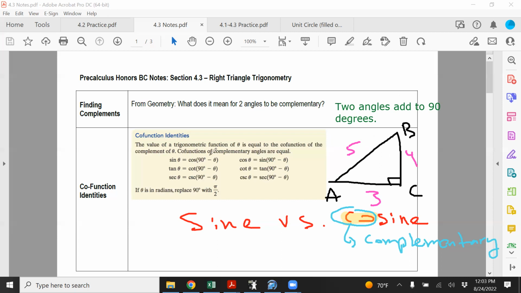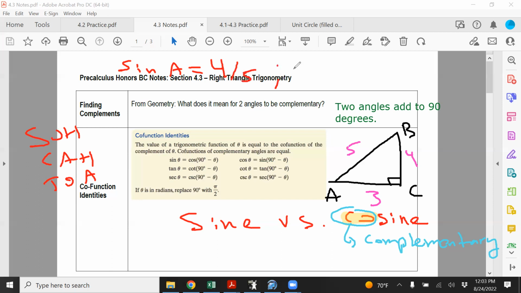Now, what if I computed the sine of angle A? Remember SOHCAHTOA, right? So I took the sine of angle A. Remember, sine is opposite over hypotenuse. What's the opposite side of angle A here? What's my hypotenuse? So 4/5, right?